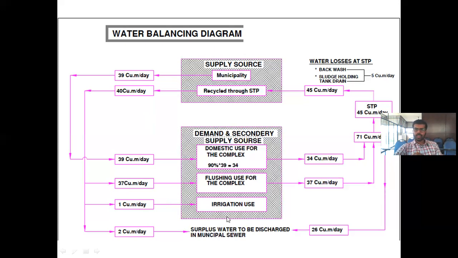In this case, for irrigation purpose we need only 1 cubic meter, or 1000 liters per day. Already we have 40 cubic meters being produced. Flushing for this complex demands almost 37, so plus 1, 38. So 2 cubic meters is surplus. That surplus water can be discharged to the municipal sewer. So this is the way that we are distributing it.